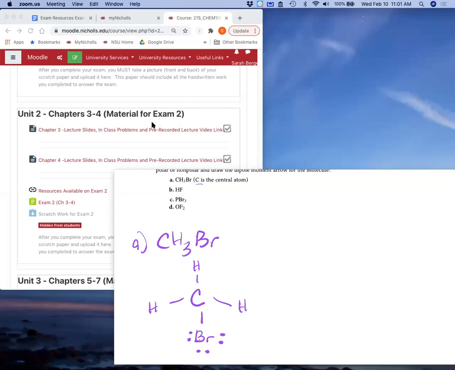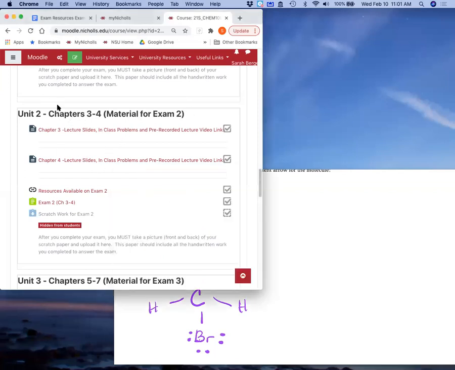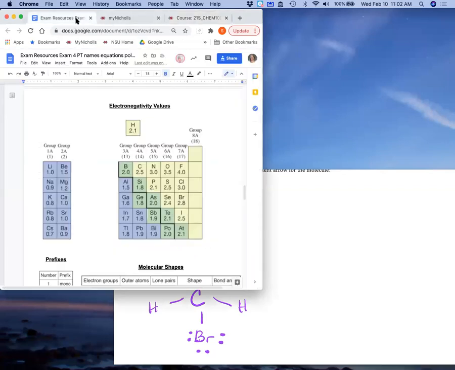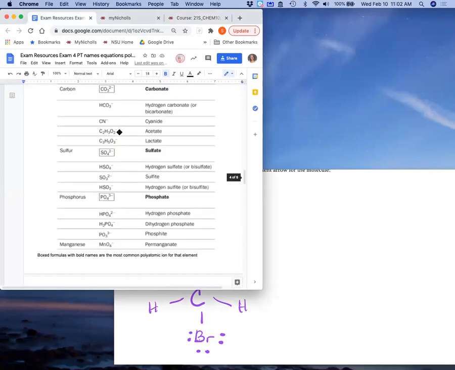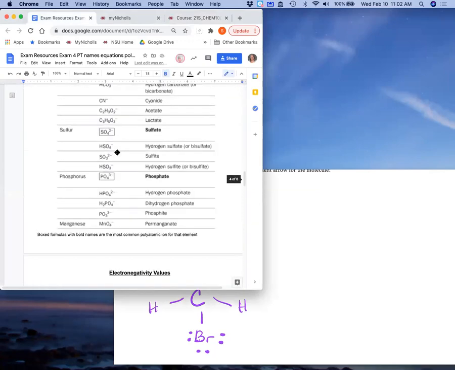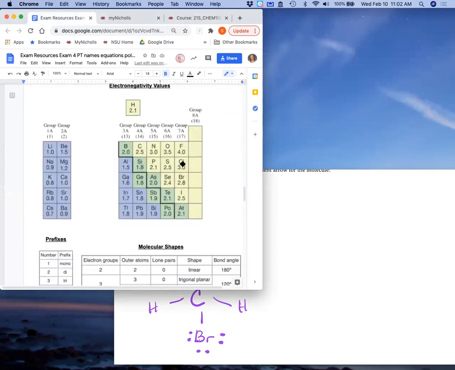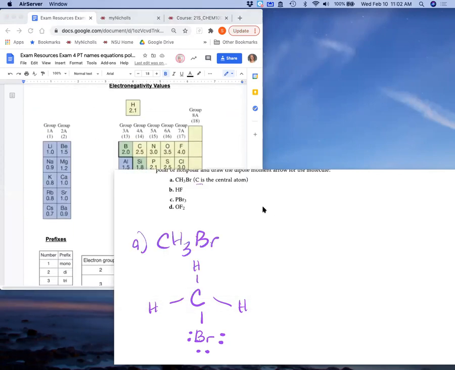Okay, so I pulled it up and I want you to remember, you go to Moodle and you go to exam 2 and you go to resources available for exam 2. And so that's what I've pulled up right here. And this is kind of at the bottom, right? So you get your periodic table, your equations, your polyatomic ions, then here's your electronegativity values. So in order to determine if we have polar bonds, what we need to look at are these electronegativity differences.